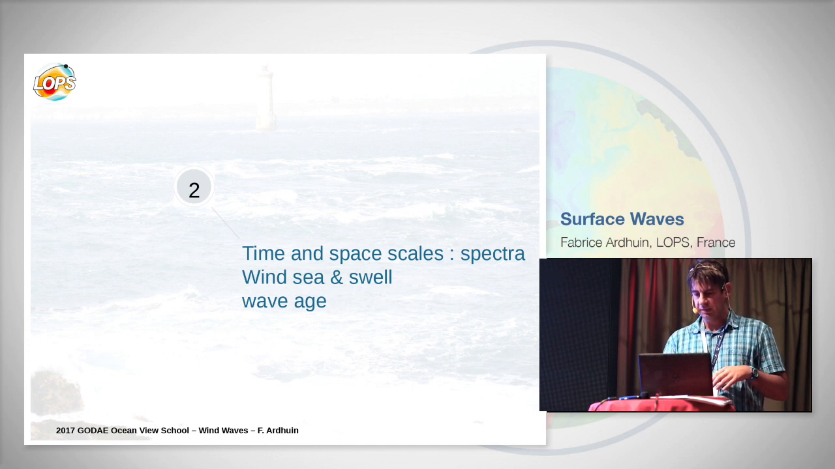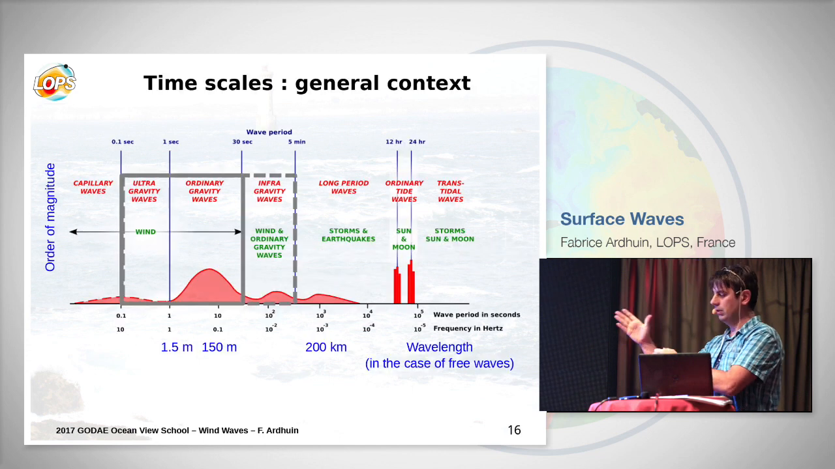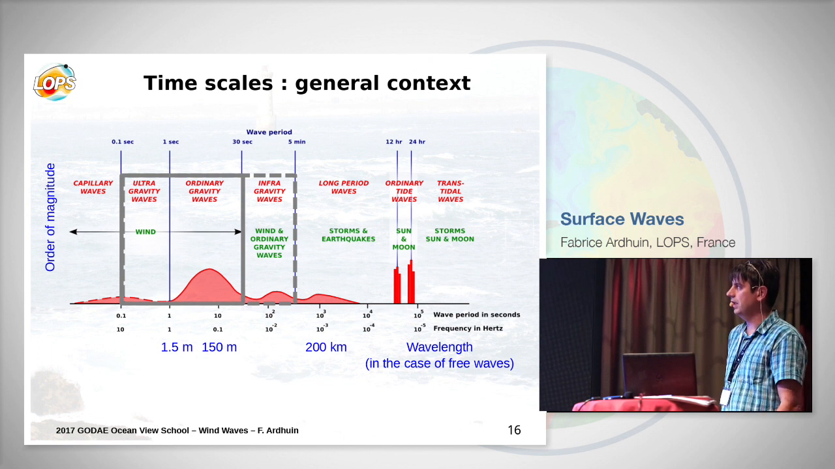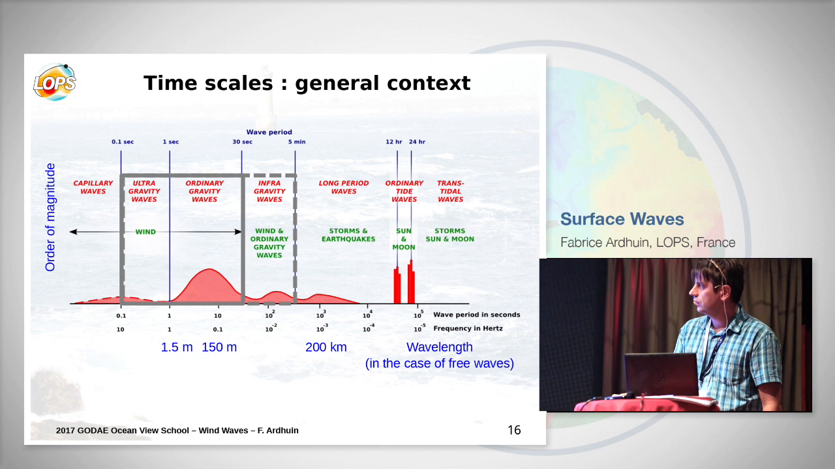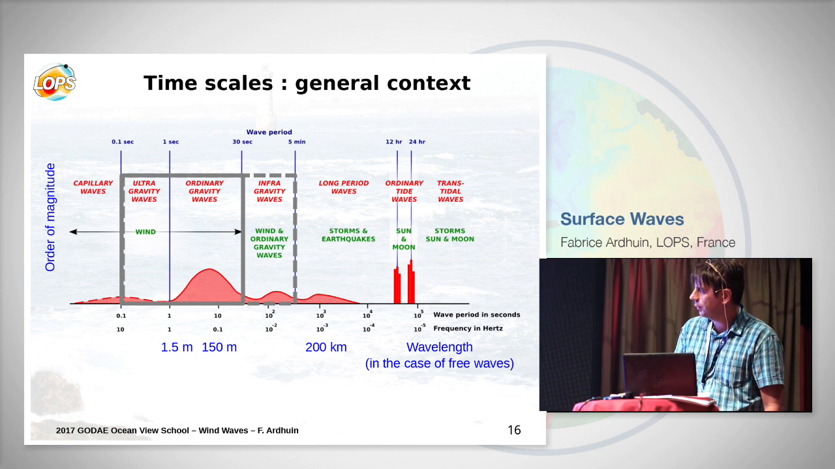All right, so time and space scales, what you have. I'll just show you this usual plot of the energy as a function of time, taken from Walter Munk. So typically we have a very short time on the left and long time on the right. And what I'm going to talk about today is waves generated by the wind, which is in this box here.